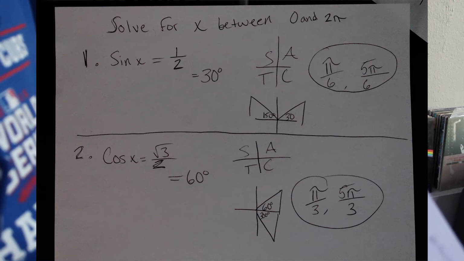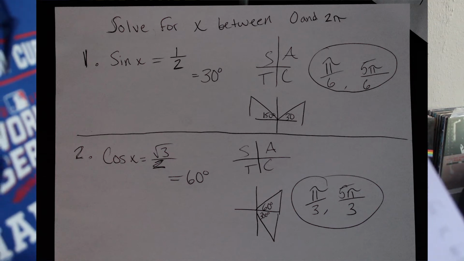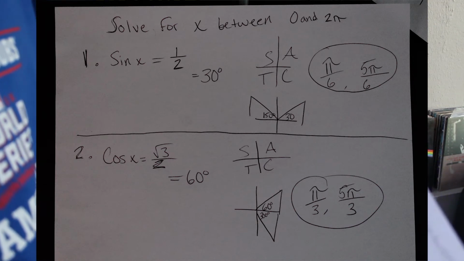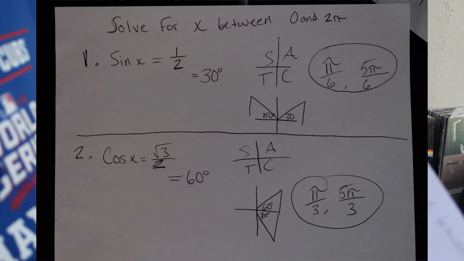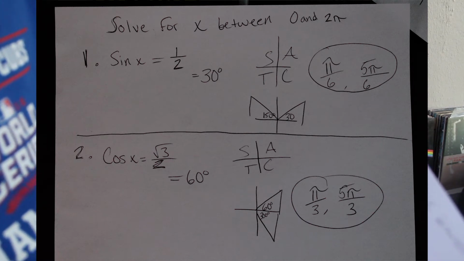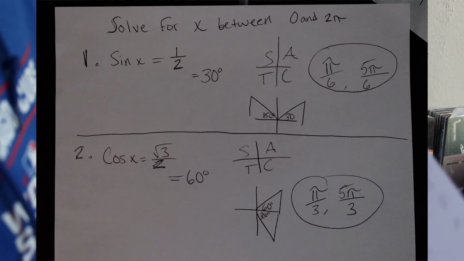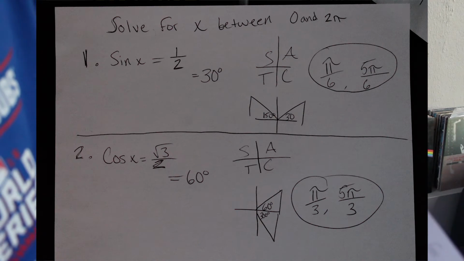Cosine of x equals square root of 3 over 2. And as we all know, it equals 60 degrees. And also, all students take calculus. It is positive in the first and fourth quadrant. From the unit circle, we learned that it is pi over 3 and 5 pi over 3 in the fourth quadrant.